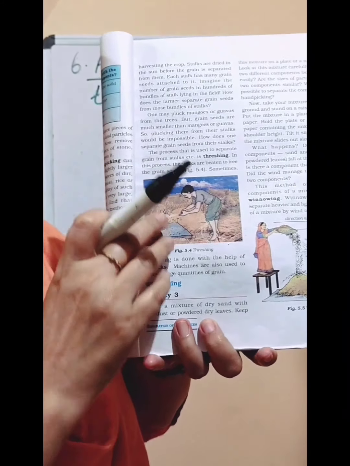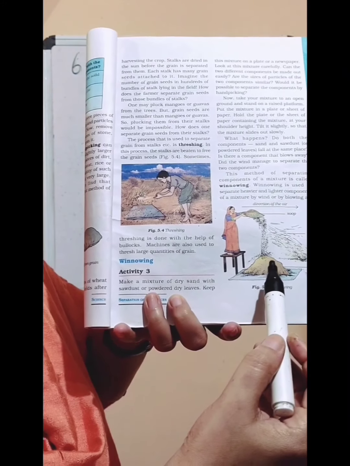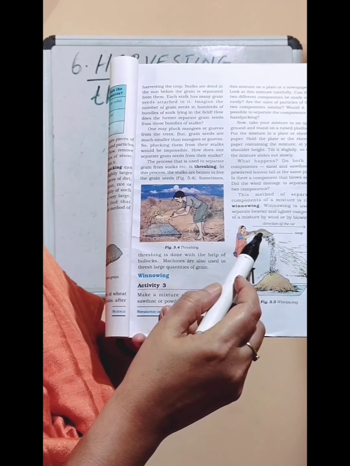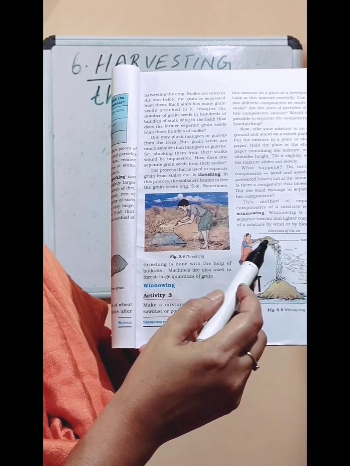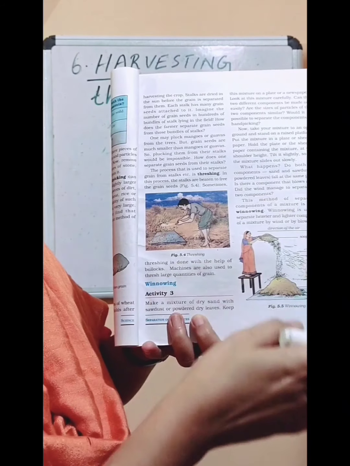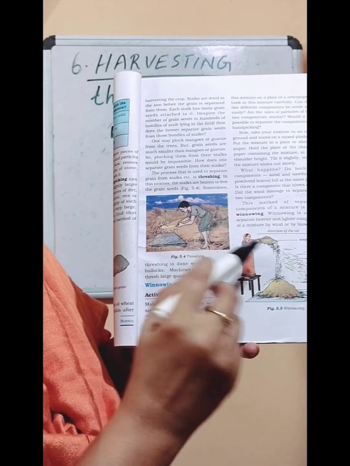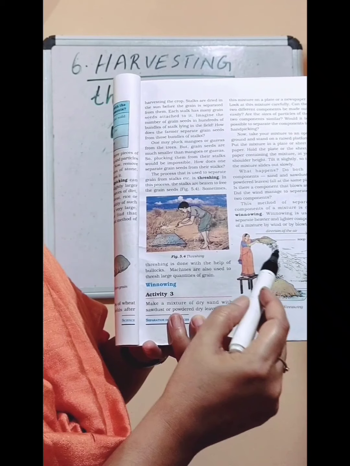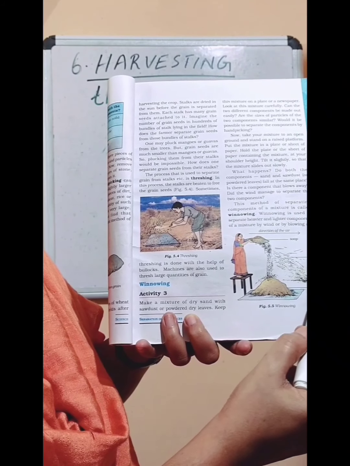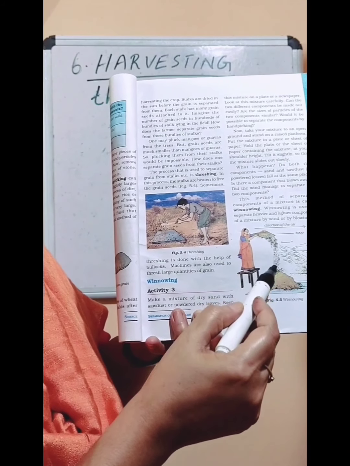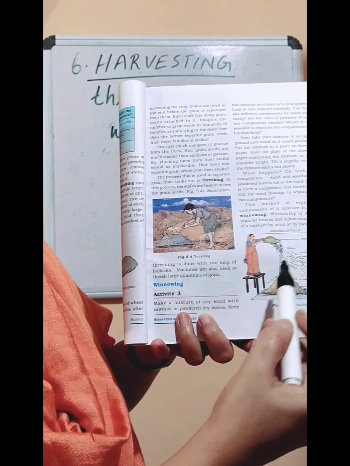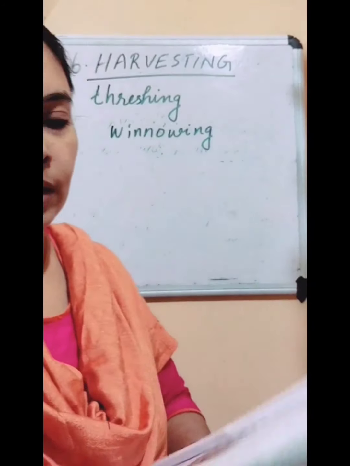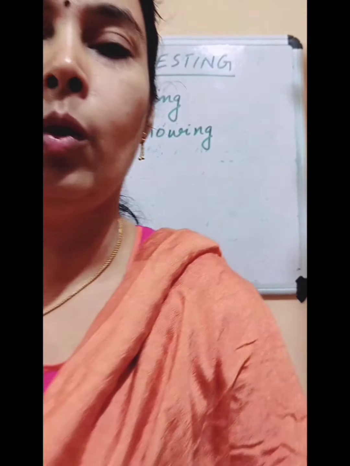So here in winnowing you can see that it is held on a flat plate or a hard piece of paper, and they will tilt it slightly, and when wind blows the lighter husk particles will fly and fall down at a distance, and the heavier grains will be collected nearer. So we can separate the husk from the grains using the process of winnowing.